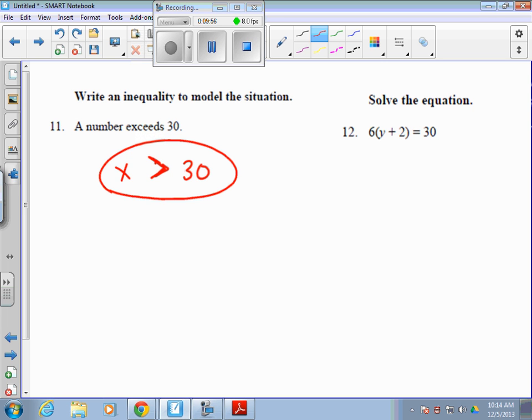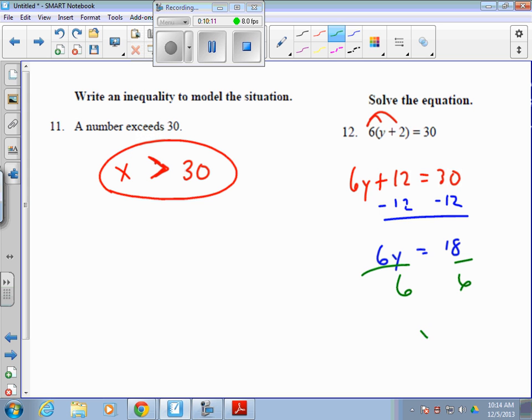In order to solve this equation, distribute 6 times y and 6 times 2, and then start undoing. Undo your addition first. 6y equals 18. Then undo your multiplication. Y equals 3.